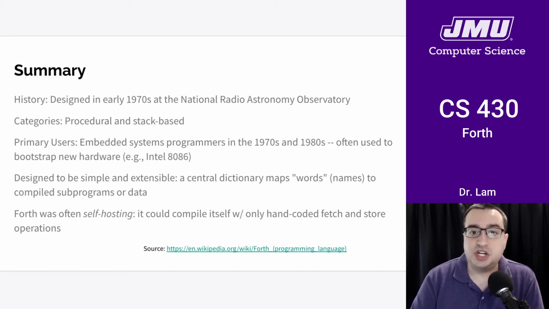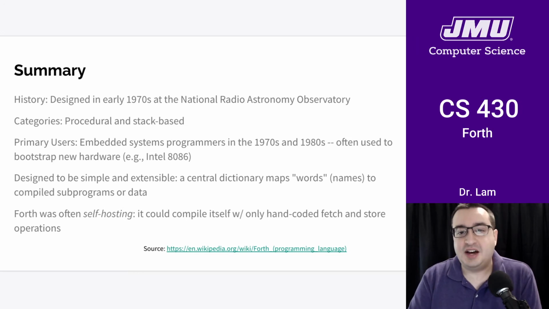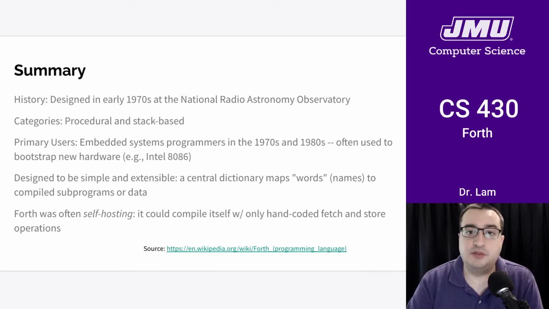There was this central dictionary that mapped words or names to compiled programs and/or subprograms and data. Forth was often what's called self-hosting, which means that it can compile itself with only hand-coded fetch and store operations, which is why this was often used to bring up or to start work on new hardware.